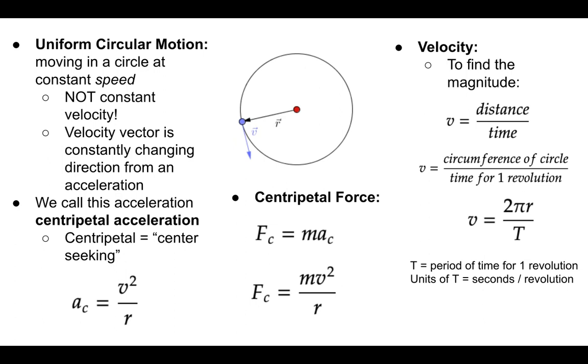Capital T is a period of time for one revolution, and the units of T, or period, are seconds per revolution. So if it takes this object 15 seconds to go around the circle one time, our period there would be 15 seconds. It's just the number of seconds per revolution.